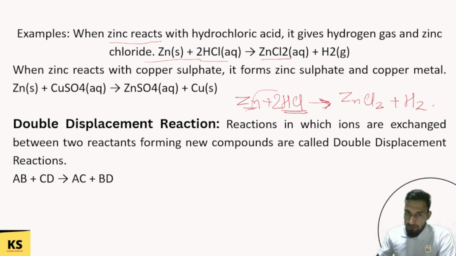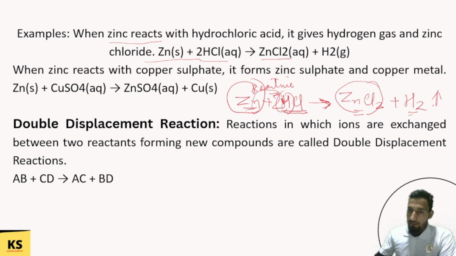this zinc has to be more reactive than what? Hydrogen, in order to displace it from the given compound HCl. That is the case here. Zinc is in reality more reactive than hydrogen. That is why it is displacing hydrogen and taking its place in the given compound, making the compound zinc chloride. This type of reaction in which one element displaces another from a given compound is called a displacement reaction.